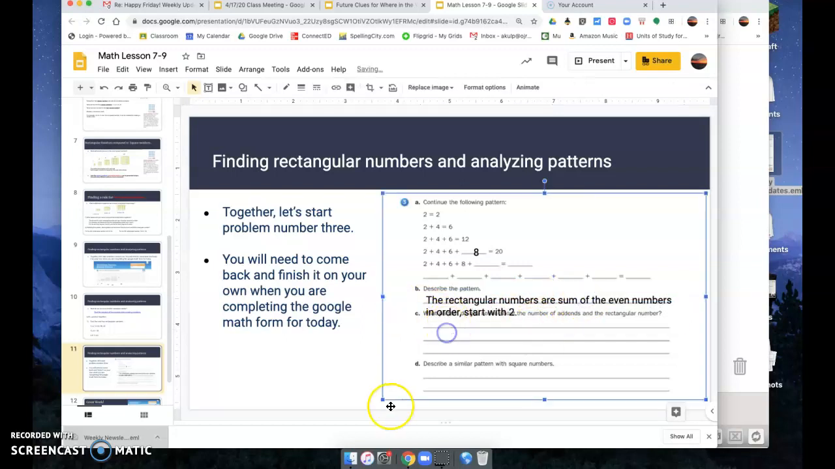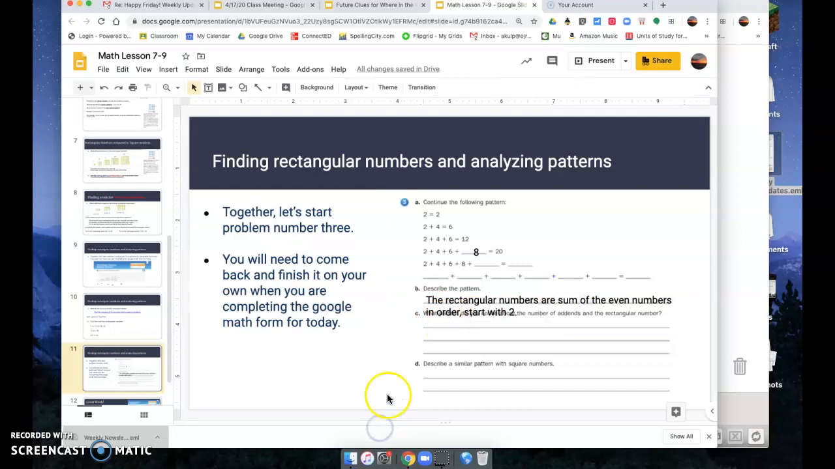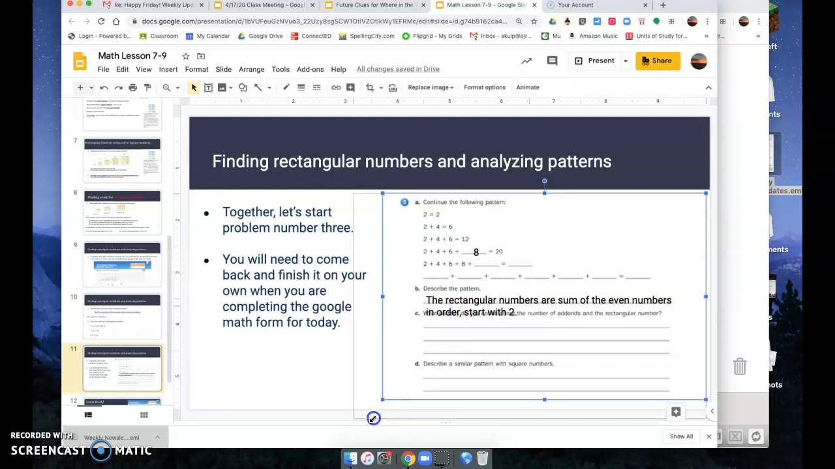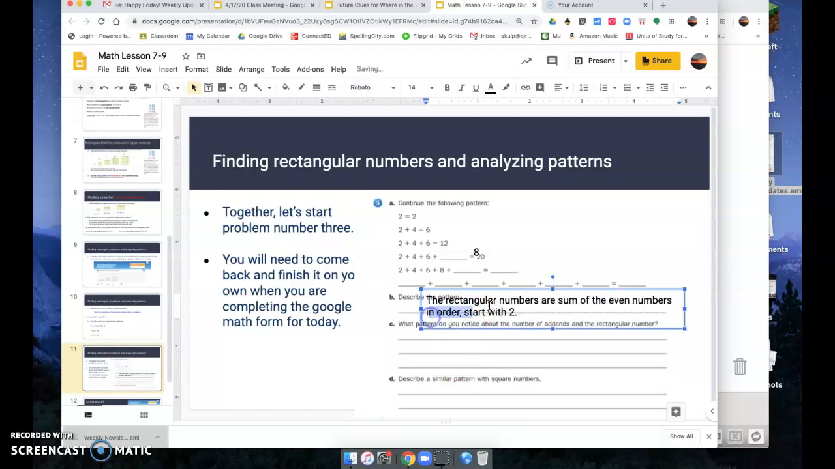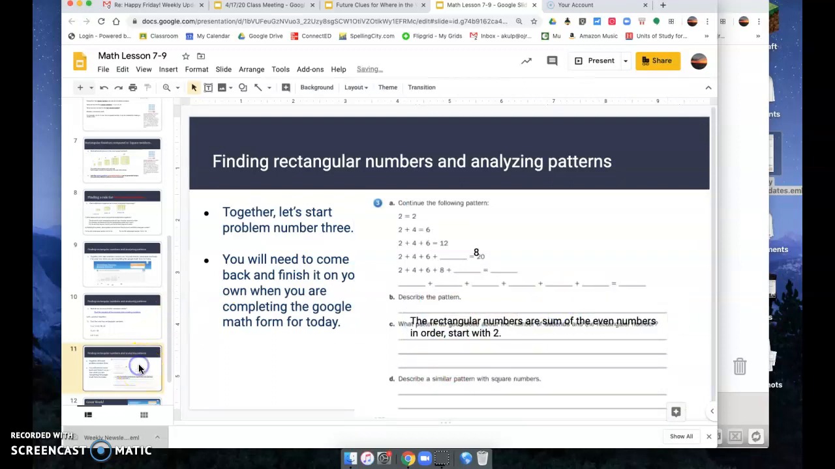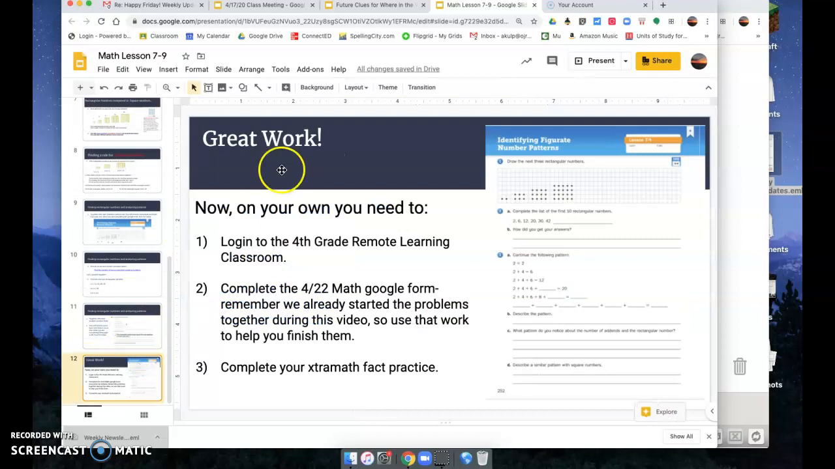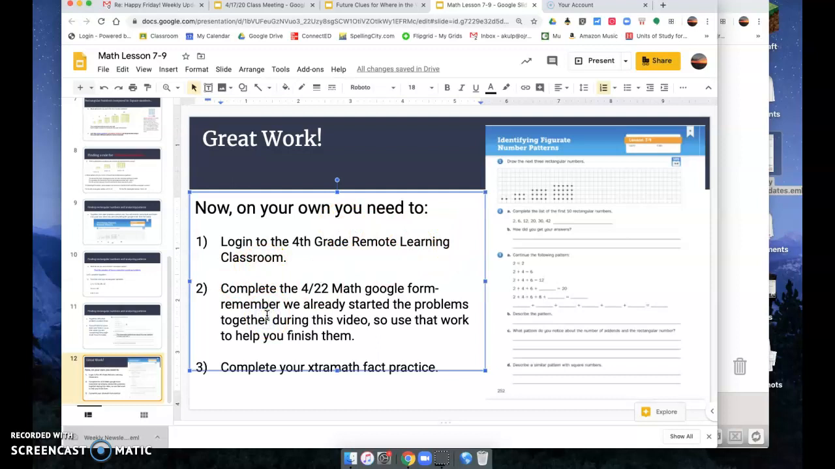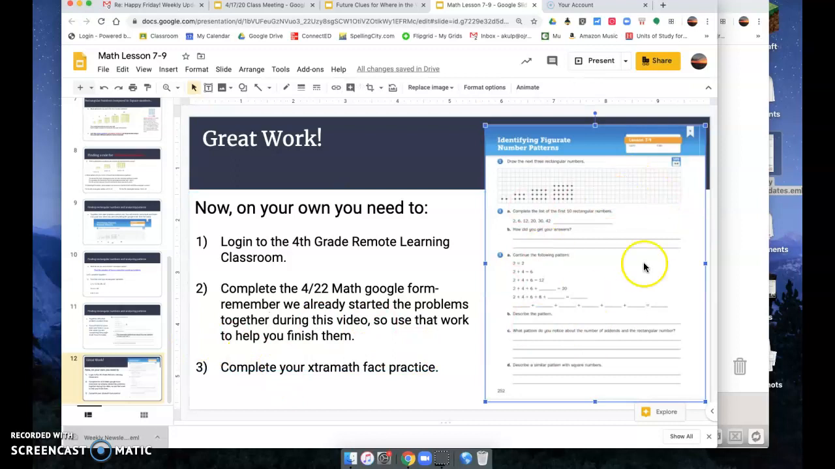Okay, so hopefully this helped you get started at least with that third problem on the journal page that is on the Google form for you to do today. Okay, so now you need to actually go into the 4th grade remote learning classroom. You're going to complete the 4-22 Math Google form. Remember, we already started the problems together during this video, so use that work to help you finish them. And this is the page that you'll see on the Google form that you're doing today.